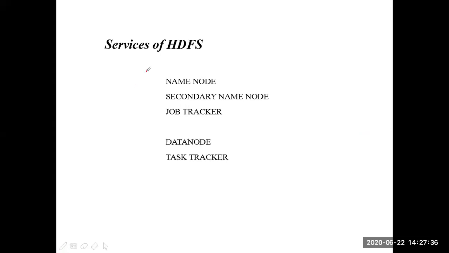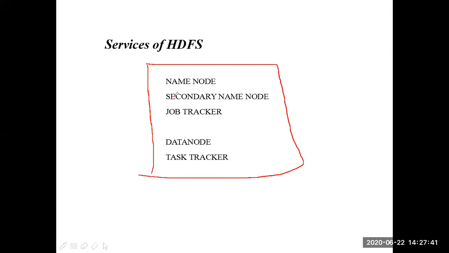Totally 5 nodes are there. These are called HDFS services, HDFS nodes, or HDFS daemons. We can call these 5 HDFS services or HDFS nodes or HDFS daemons. Daemons means background running process jobs. What is a daemon? A background running process or program is called a daemon. These are also running in the background, directly not visible to the programmer or client. That's why these are called daemons.